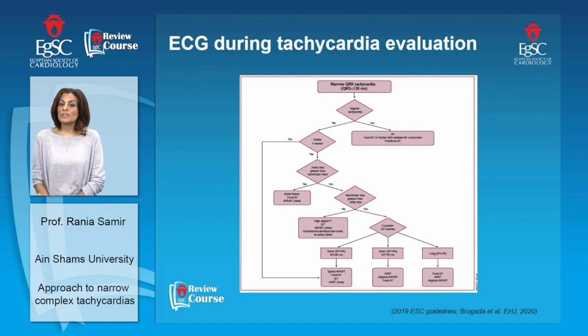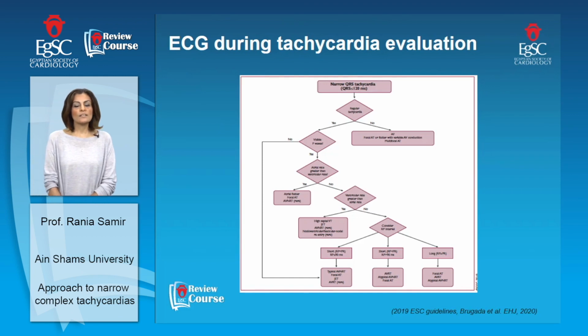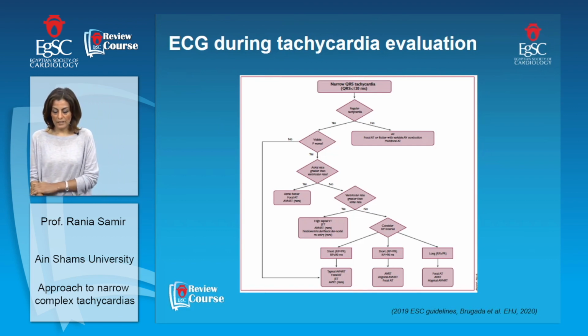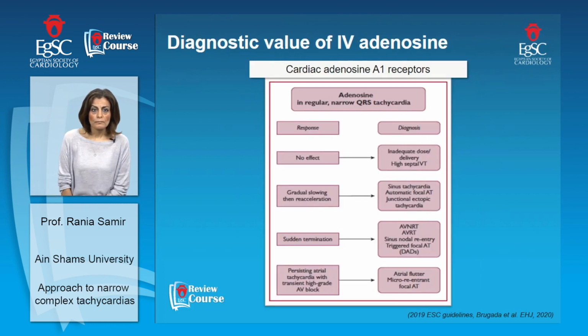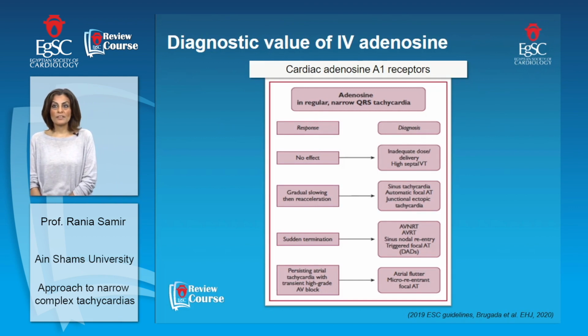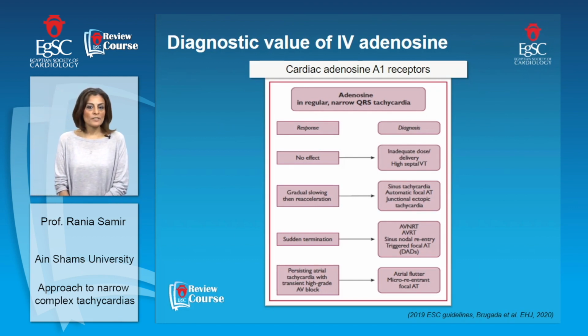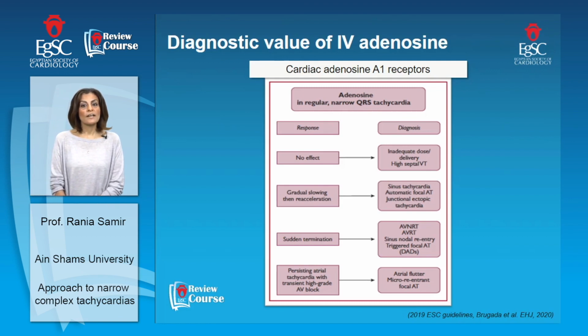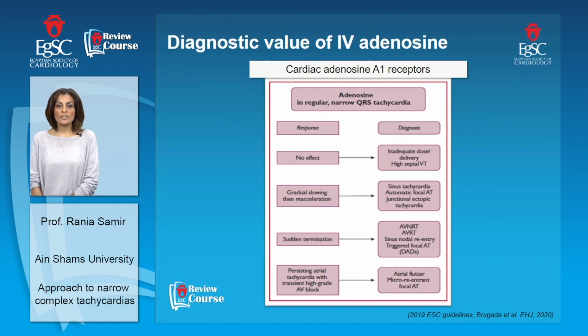But what if the rhythm is irregular? If it's irregular, the most likely diagnosis is atrial fibrillation, or focal atrial tachycardia, or atrial flutter with variable AV conduction. Also, when you're evaluating patients with narrow complex tachycardia, and the ECG of documented tachycardia is very rapid and you cannot reach a conclusive diagnosis, some intravenous drugs like adenosine can help you reach a diagnosis.